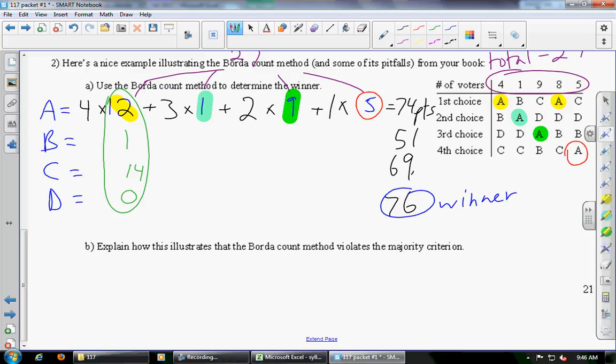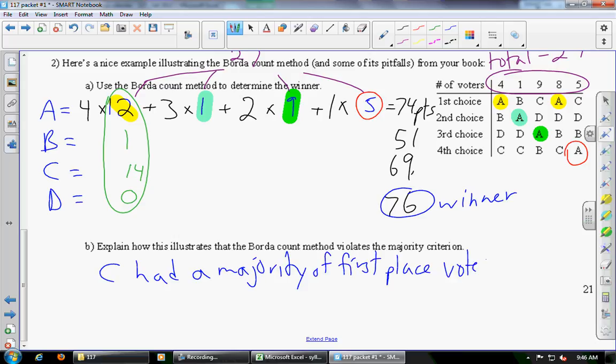So I'm going to write a sentence. You don't have to write this sentence word for word when it comes to test time, but I am going to look for a sentence something like this. C had a majority of first place votes. But C was not the Borda winner.